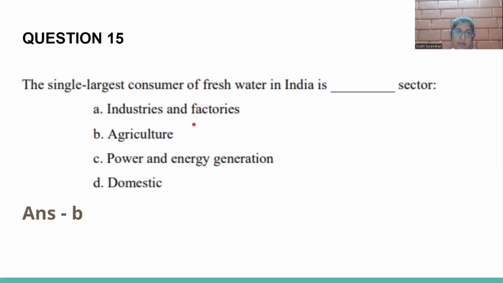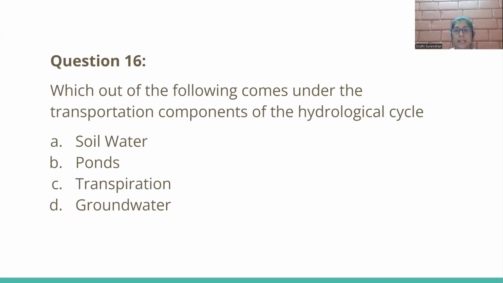It is agriculture. In India, the largest consumer of fresh water, that is water from rivers as well as groundwater. In some places, they even use bore water for agricultural purposes. Domestic use, yes, but not as much. We also use water for domestic purposes, but more than that, the agriculture sector is using most of the freshwater resources in India.